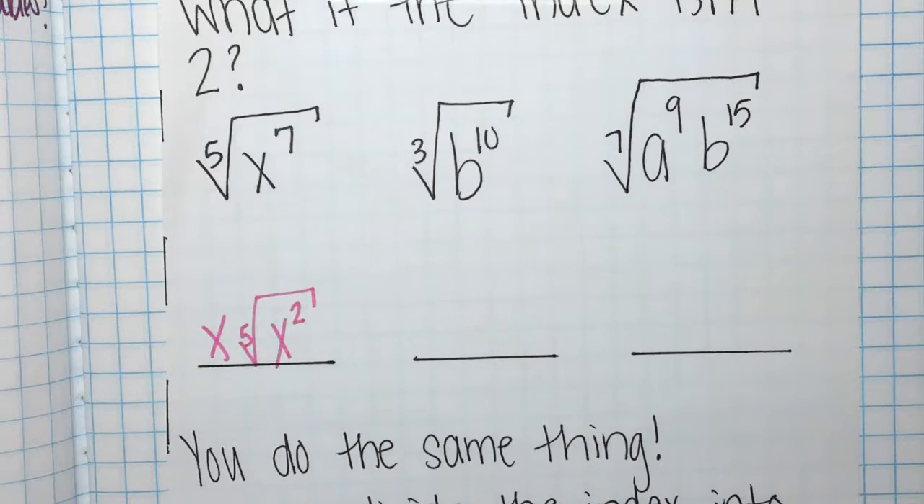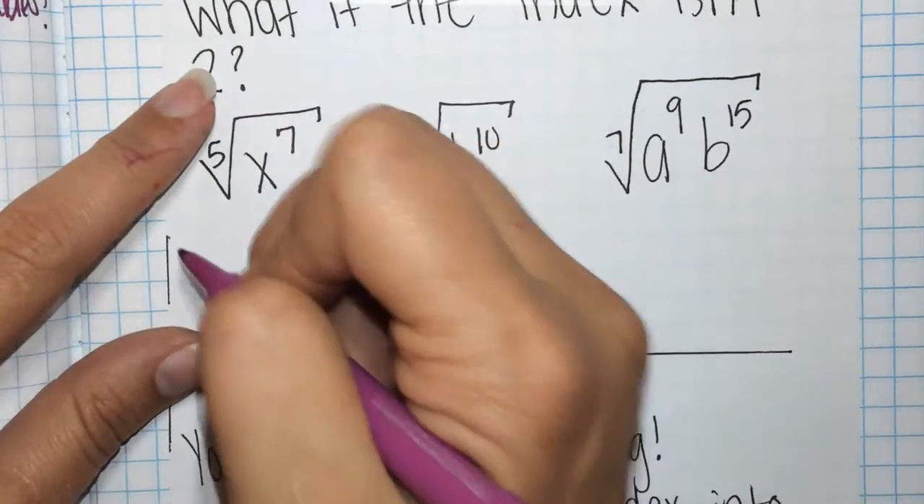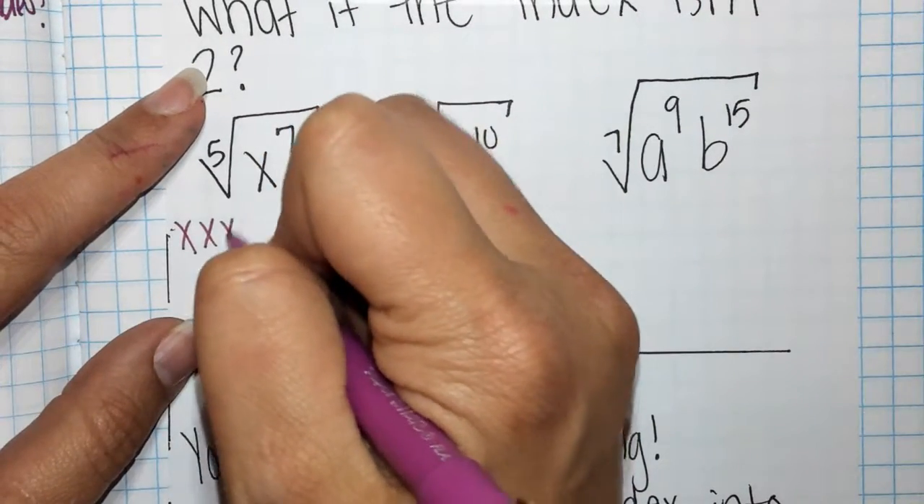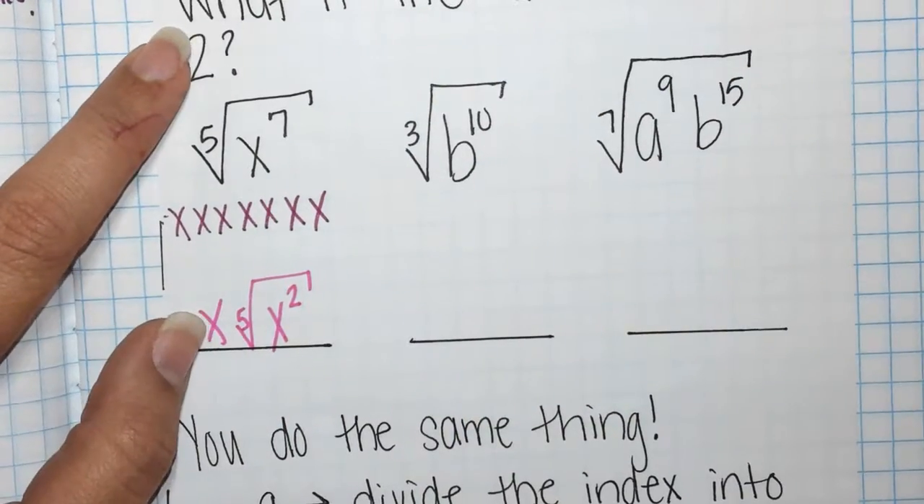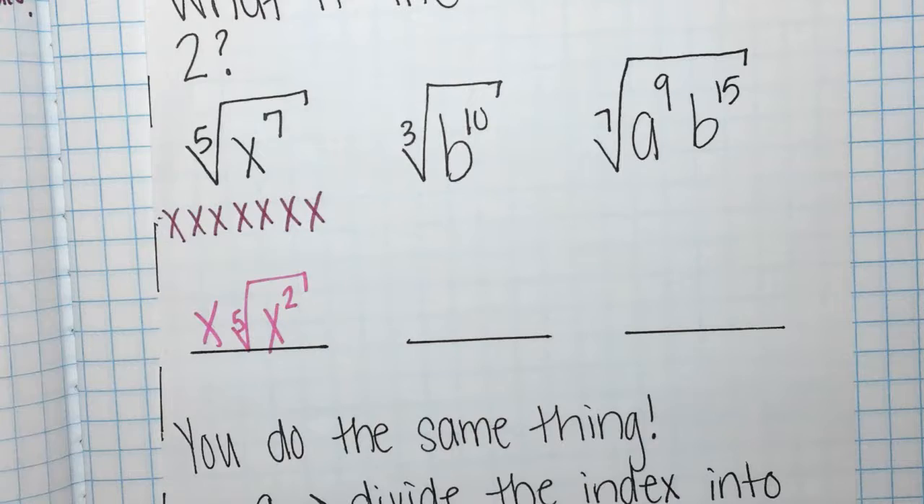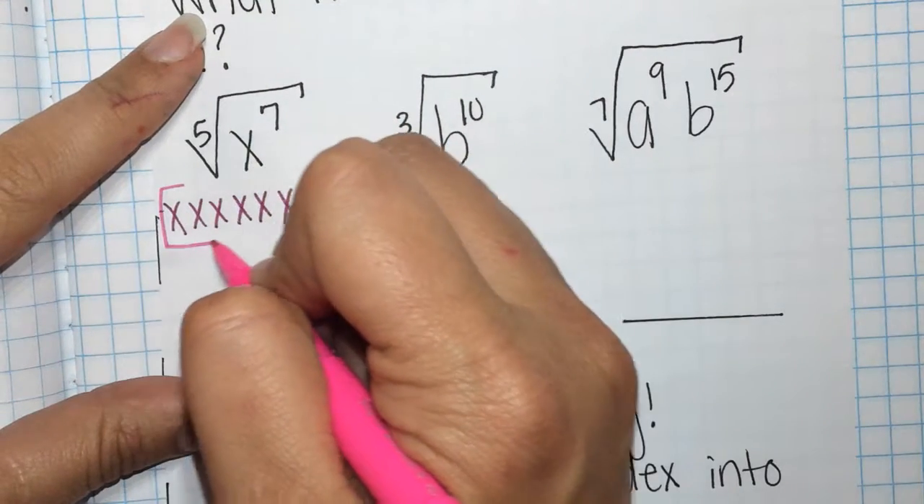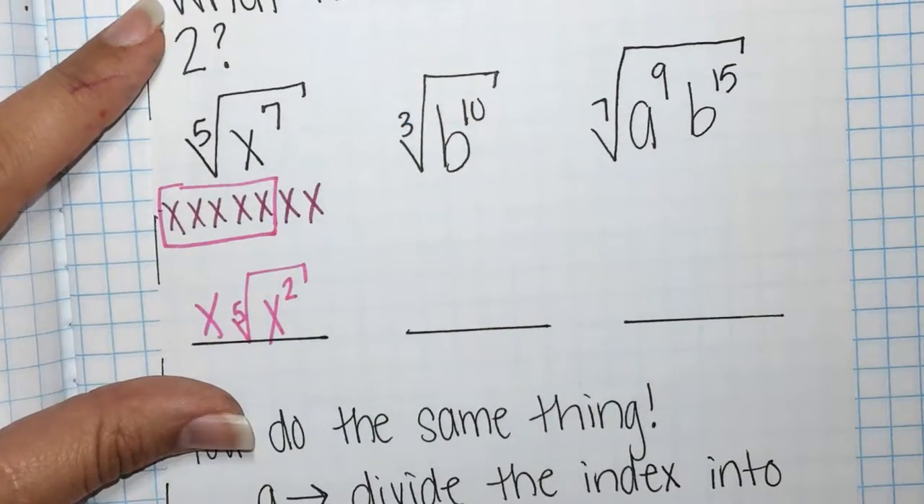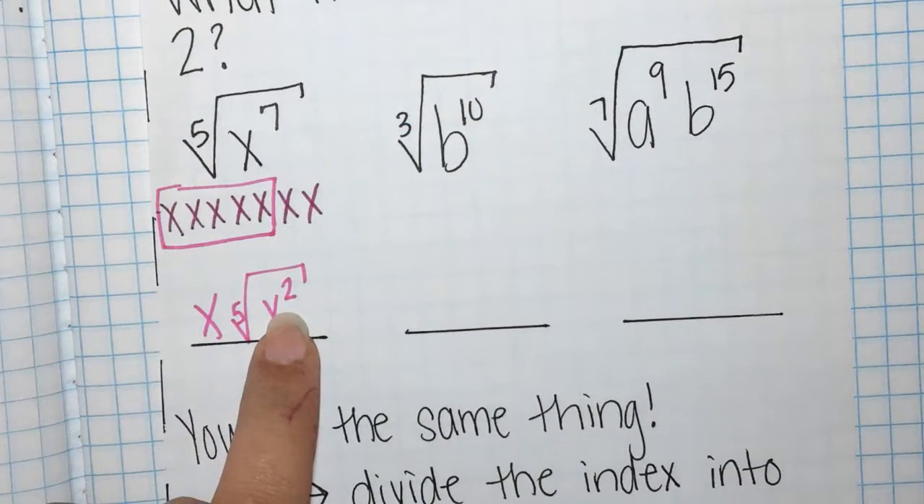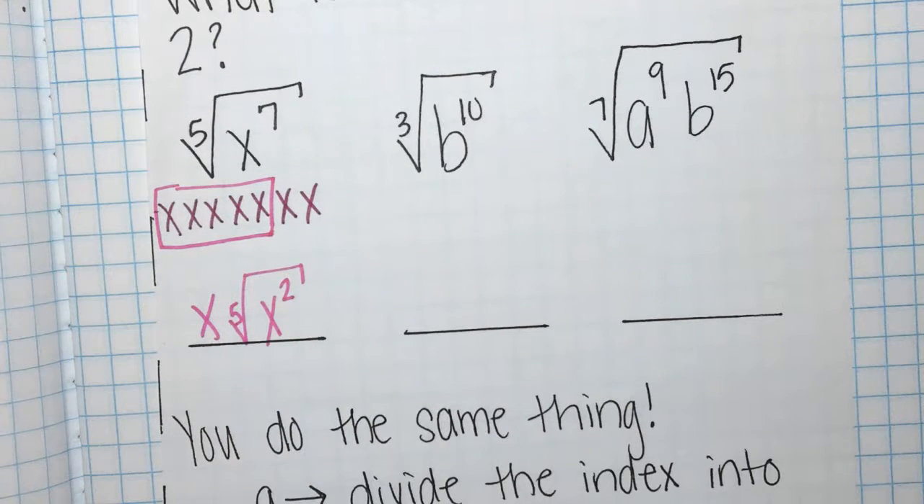If you don't believe me, draw 7 x's. 1, 2, 3, 4, 5, 6, 7. And we need to group them into how many x's? No, what's our index? 5 this time. So you're going to group them. How many groups of 5 do we have? 1. And then how many are left over? 2.